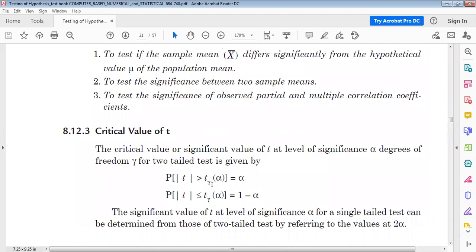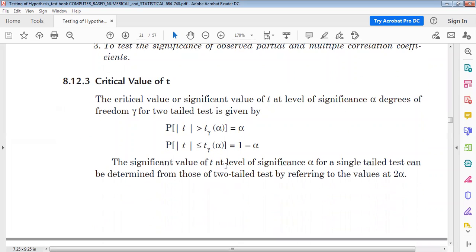Now, the critical values of t. The critical or significant value of t at a level of significance alpha with gamma degrees of freedom for a two-tail test. You must know about tail tests from our first lecture, where we studied this in detail. The probability that t is greater than or equal to t gamma alpha equals alpha. This is the critical value, and the other critical value is for less than or equal to 1 minus alpha, the left tail and right tail. The significant value of t at level of significance alpha for a single-tail test can be determined from those of the two-tail test by referring to the values of twice alpha.